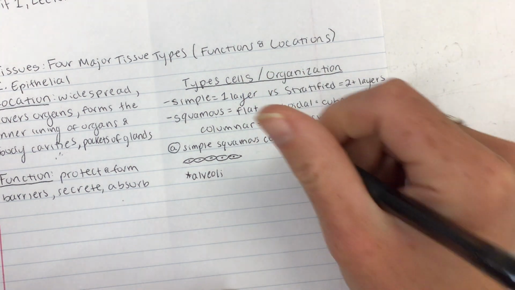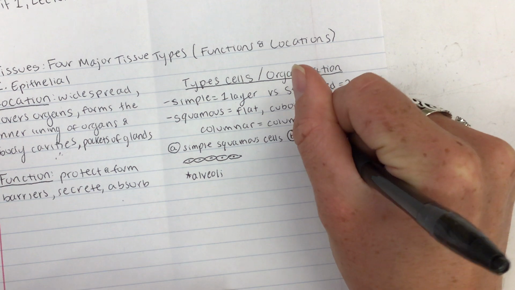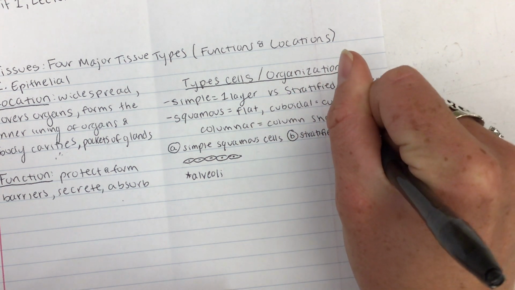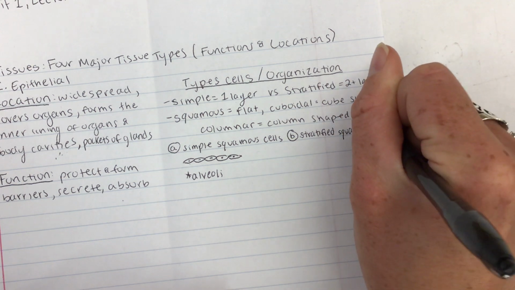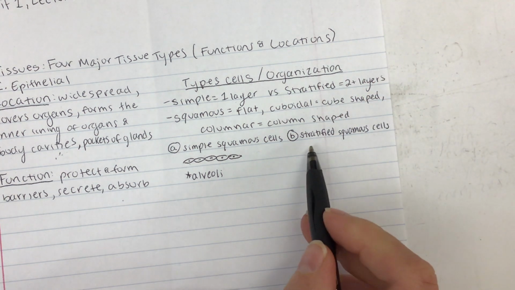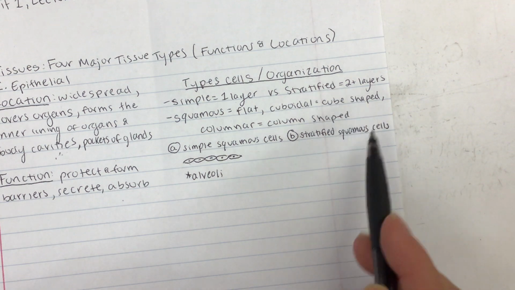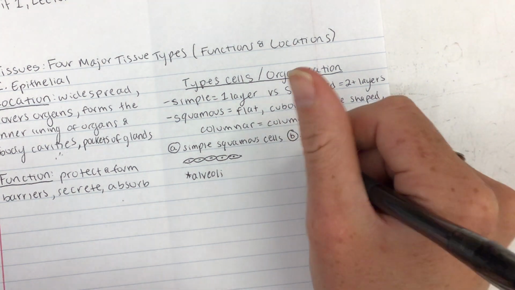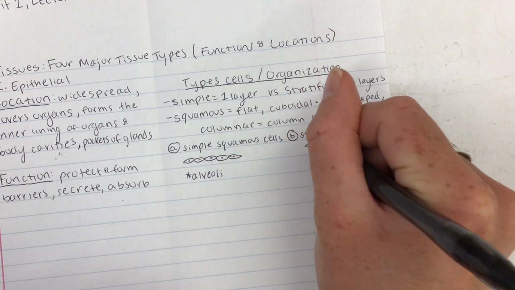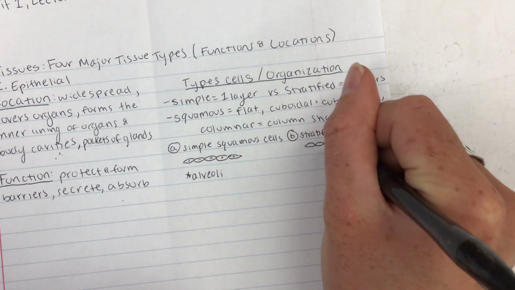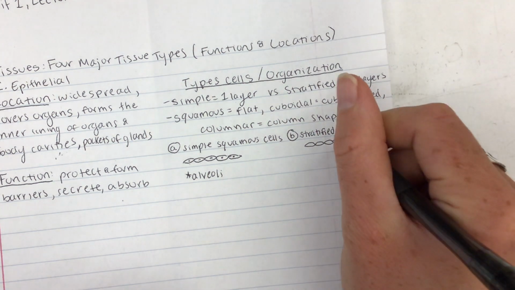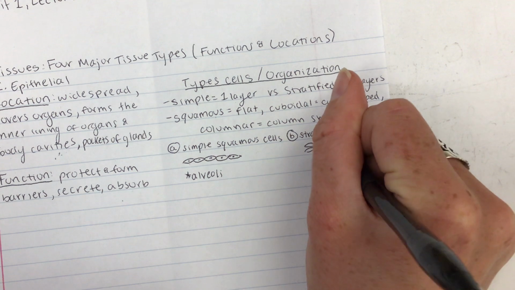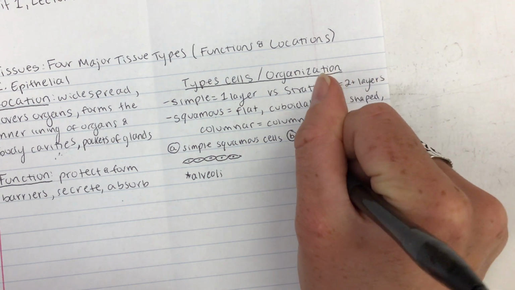Okay, letter B, I think we have room to squeeze it here. We are going to do stratified squamous cells. And hopefully in your head you're saying, okay, stratified means 2 or more layers, squamous means flat. So we're going to be looking at the same thing we just drew, but a couple layers of it. So I am going to draw 3 layers of squamous cells to make them stratified. And they're really tightly packed together.